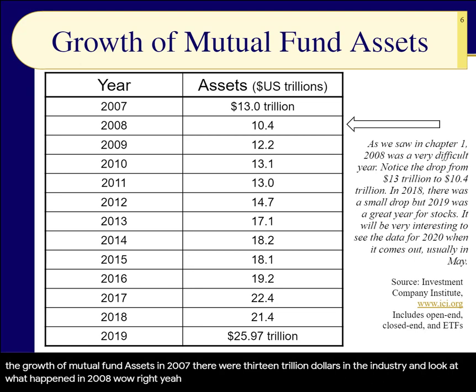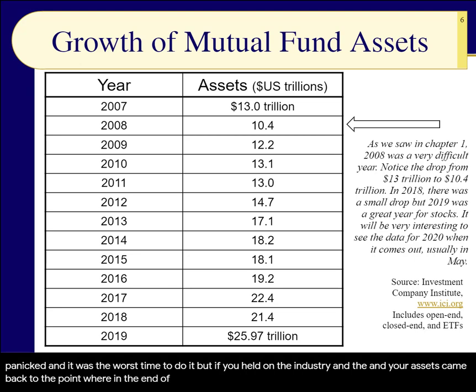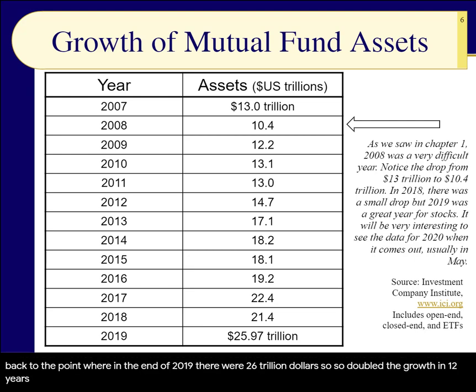Yeah, but some people ran at that time, panicked, and it was the worst time to do it. But if you held on, the industry and your assets came back, to the point where at the end of 2019 there were $26 trillion. So it doubled the growth in 12 years.